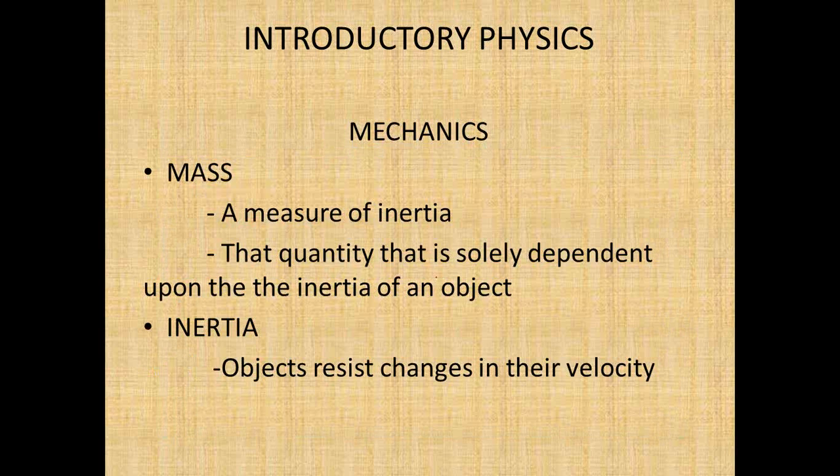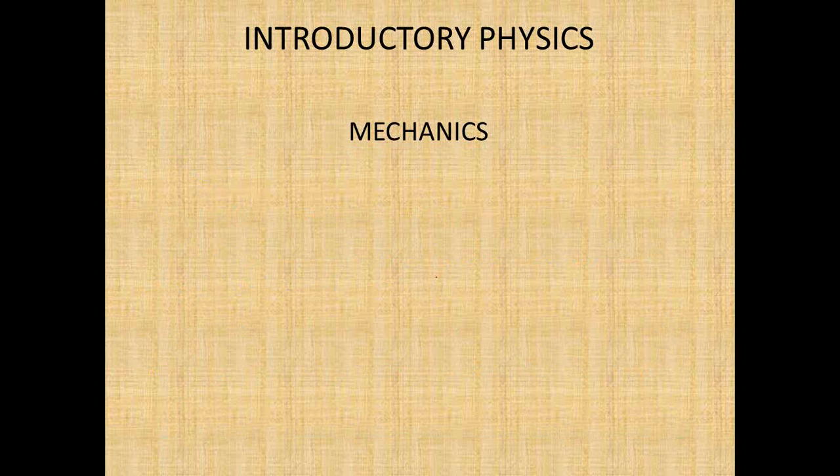And so we talk about inertia. A mass is a measure of inertia. It's that quantity that is solely dependent upon the inertia of an object. Again, inertia is the resistance of objects to changes in their motion or velocity. So mass is just a measure of inertia.